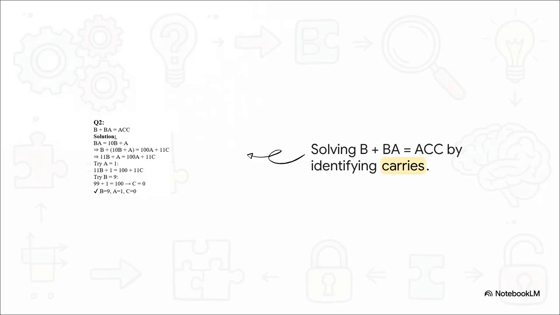What's really fascinating here is how we can expand B plus BA algebraically to track exactly where that carry comes from. Look at the equation. B plus BA equals ACC. BA isn't B times A, right? It's a two-digit number. It's 10 times B plus A. So algebraically, we're really looking at B plus 10B plus A. That gives us 11B plus A on the left side. On the right, ACC translates to 100A plus 11C. We are literally tearing these numbers apart by their place value to see how they tick.